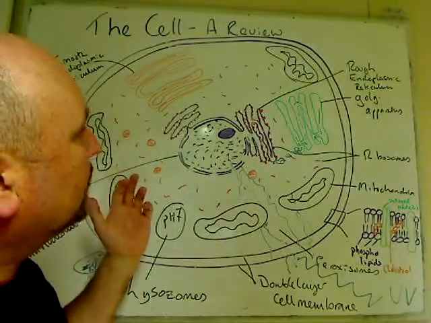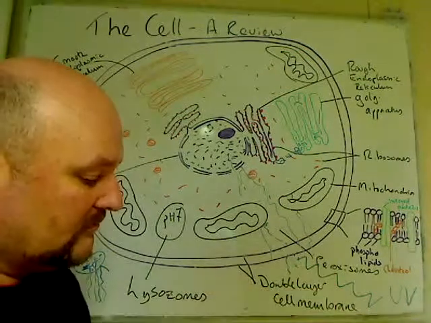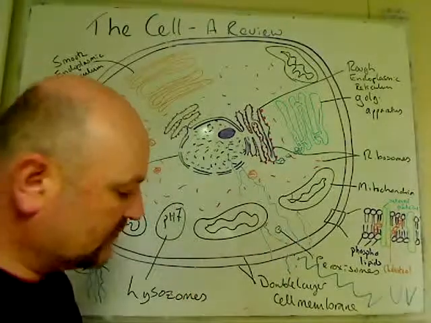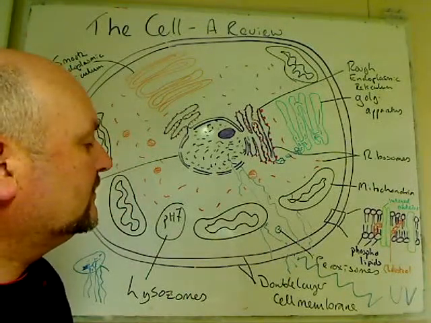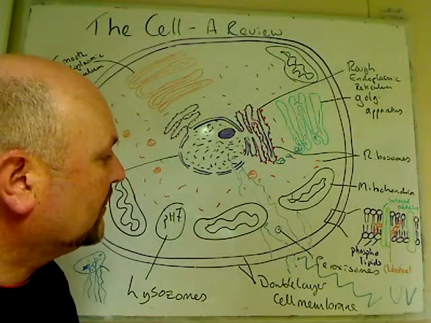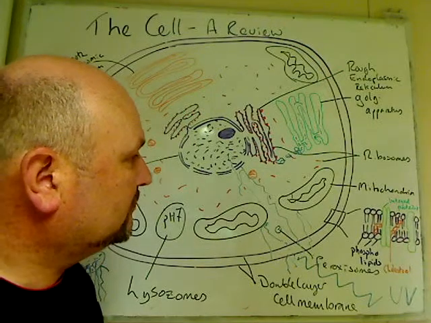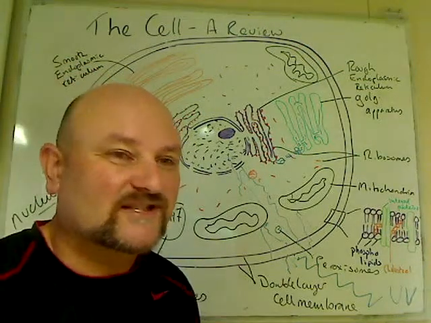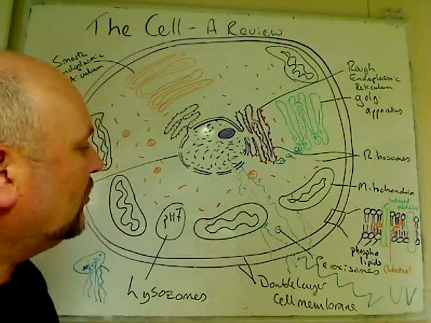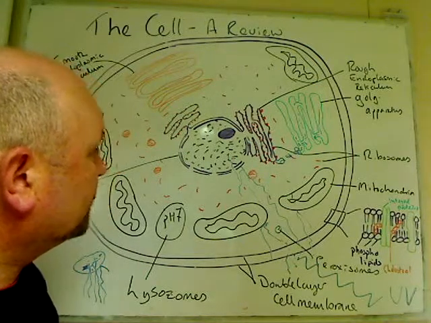Peroxisomes are probably floating around in there somewhere. I've got a line for it and then nothing actually there, so let's do that. Peroxisomes basically convert charged molecules, really things that will cause damage. So hydrogen peroxide, for example, can be broken down to oxygen and water, made safe.